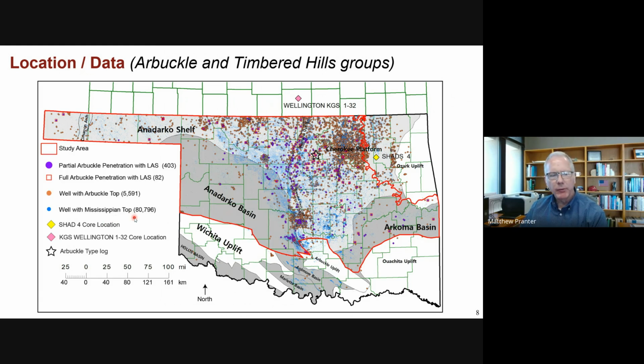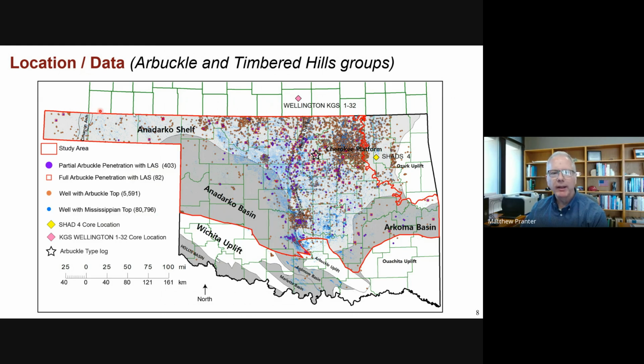For the Mississippian, because it's shallower, there's more well penetration. Almost 81,000 wells were used to map the Mississippian. For the Arbuckle, there are about 5,500 wells that penetrate the top. In terms of digital data, the partial Arbuckle penetrations with LAS were about 403 logs or wells, and there were 82 full Arbuckle penetrations.